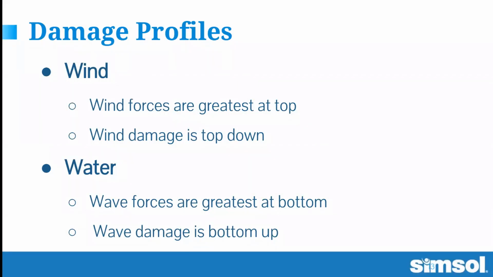So when we start talking damage, with wind, typically wind forces are greatest at the top. Makes sense, right? When you do a wind investigation, typically the first thing you want to go look at is the roof. That's where you're going to see the damage first. With the wave or water damage, that's usually going to be greatest at the bottom. The storm surge flow is going to slowly make its way into the property up to its maximum point and then slowly work its way back out.